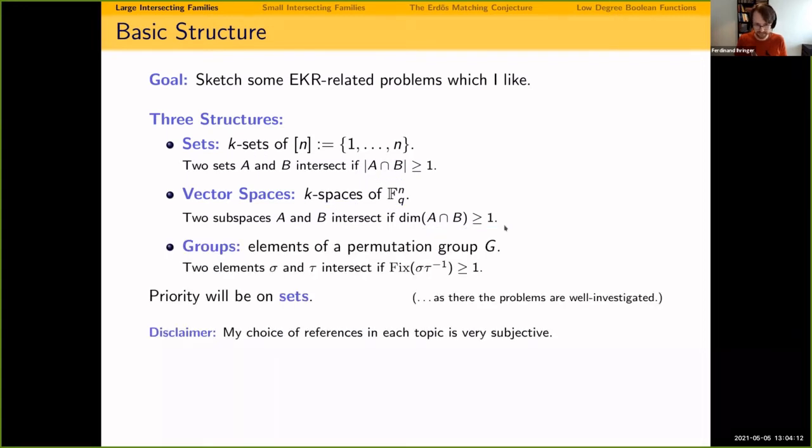And lastly, paying attention to the title of this part of the workshop, I will discuss the variants for groups, so mostly the symmetric group, where two elements intersect if they have at least one fixed point. And in general, I try to go through many different variants, and my choice of references in each set is a bit subjective, I guess.